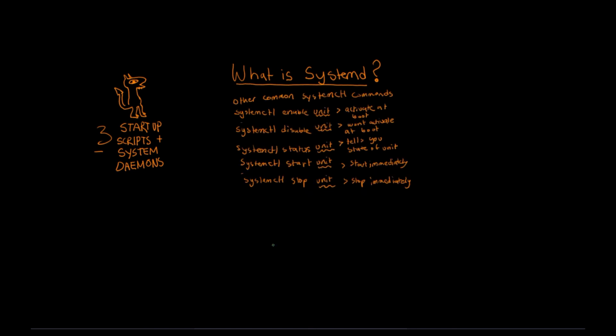Some other important systemctl commands include systemctl enable, which will mean that the unit that you choose will automatically activate at boot on its own, or systemctl disable, which will do the opposite, and it will prevent it from starting automatically, but you can still start it manually. Systemctl status, which will tell you what state it's in, for example, enabled or disabled from the previous examples. Systemctl start, which starts a unit immediately, and systemctl stop, which is the opposite.